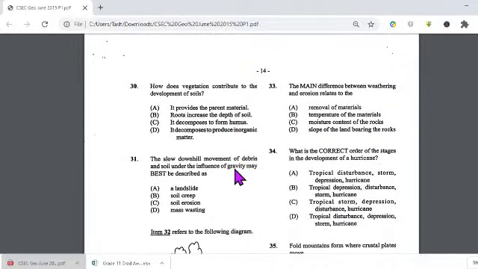How does vegetation contribute to the development of soils? A, it provides the parent material. B, roots increase the depth of soil. C, it decomposes to form humus. D, it decomposes to produce inorganic matter. So for number 30, our answer is going to be letter C, it decomposes to form humus.